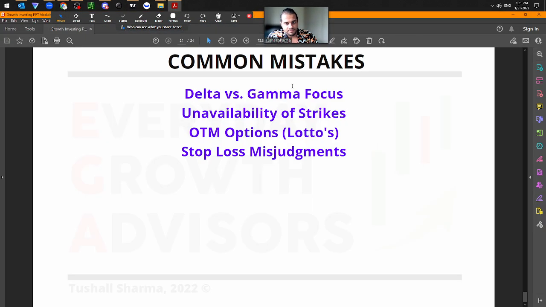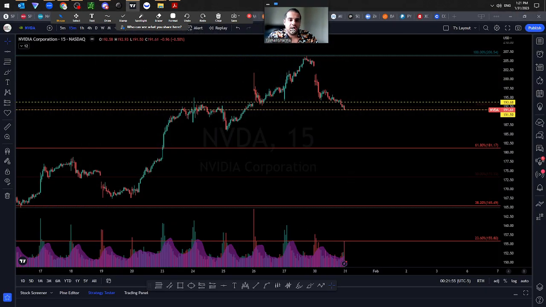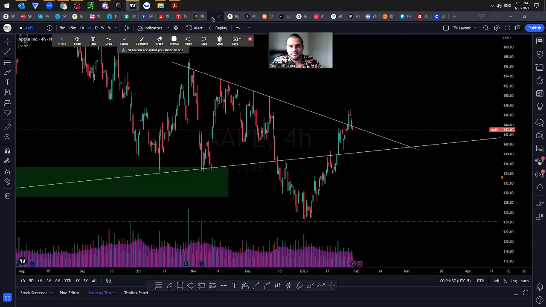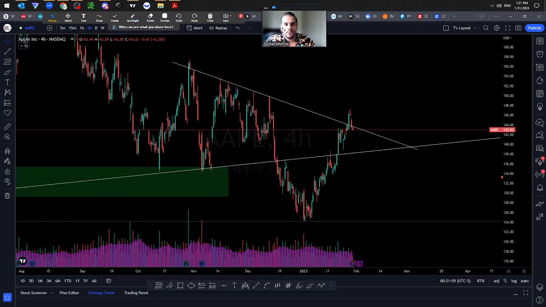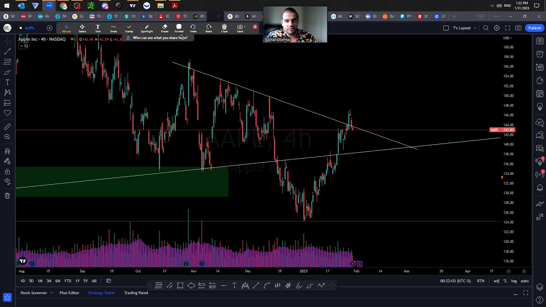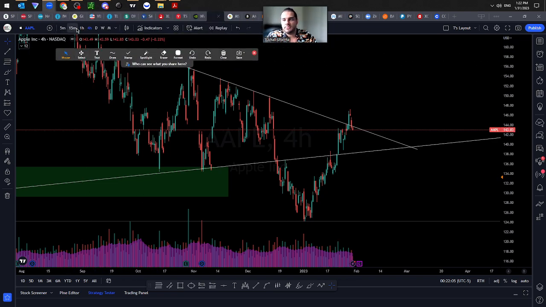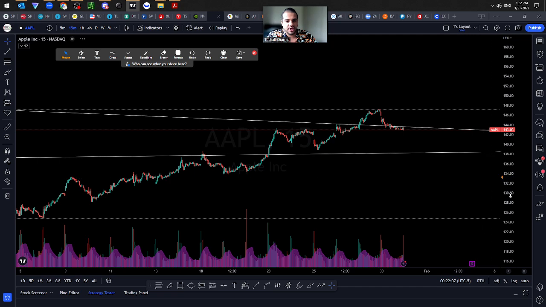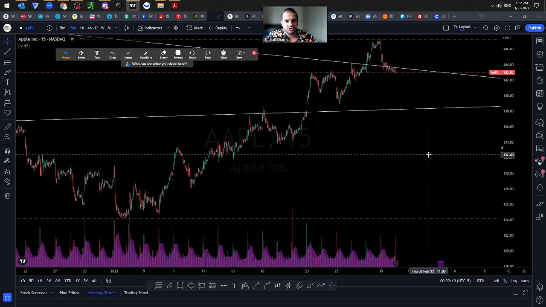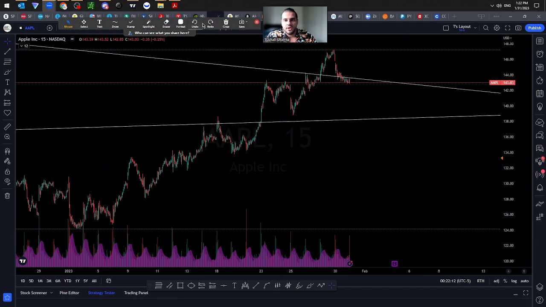So the next problem, unavailability of strikes. This is a really, really terrible one also. So I like to give the example of Apple here, okay? And this is a very common problem that traders face that you need to be really aware of. So I'm going to pull into the 15-minute chart here, and we're going to observe this price action. Okay, so let's say you have Apple in a big uptrend here, right?